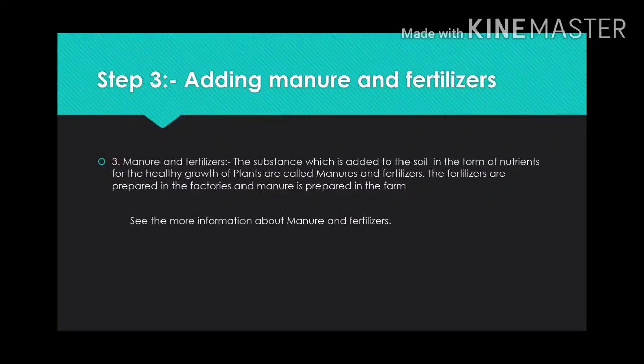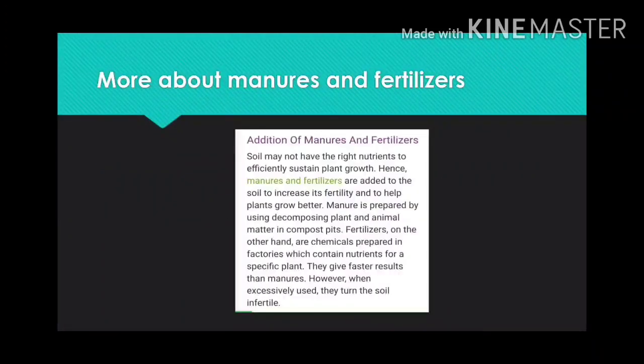Friends, we should use more manure and less fertilizer, because the fertilizer is prepared by the chemicals in the factories, but the manure is prepared in the farm with natural ingredients, like animal waste, plant waste, etc. Now let's see more information about the manures and fertilizers.